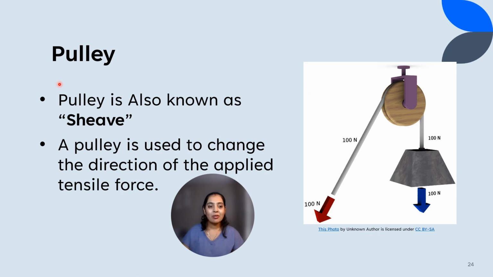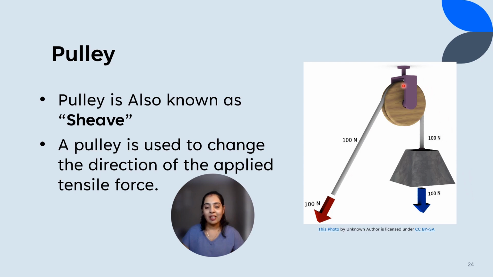Pulley is also known as sheave. A pulley is used to change the direction of the applied tensile force. So here this 100 Newton weight is to be lifted up with the help of this pulley.